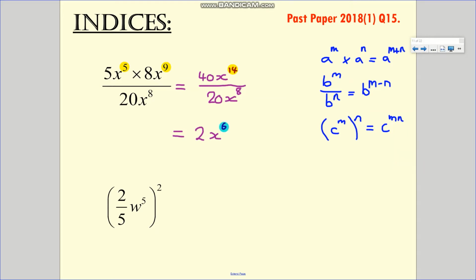Okay, that 6 there comes from starting with a 14 and taking away an 8. That 14 is being used from the previous calculation, which is 5 add 9. That gives you the 14. Then 14 take away 8 gives you the power 6 in your final answer. Same as with the whole numbers, we're multiplying 5 and 8 to give us 40. And that 40 is being used in the calculation and being divided by 20 to give us the 2 at the front.